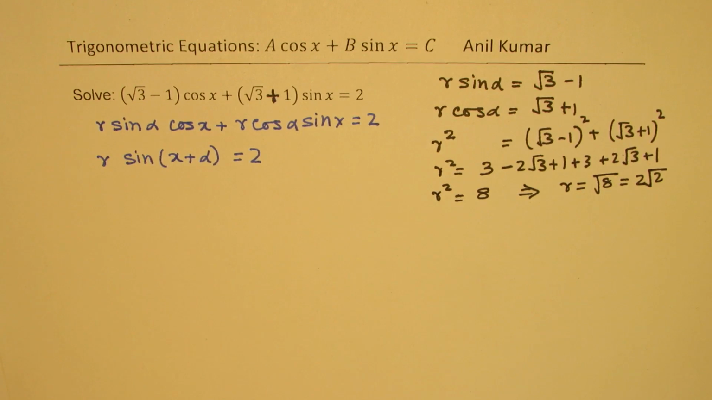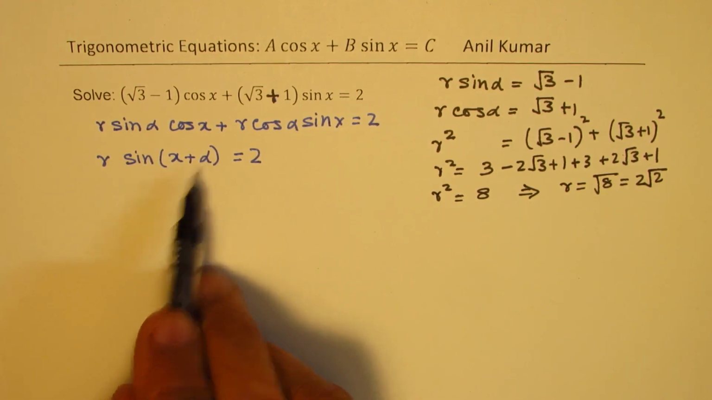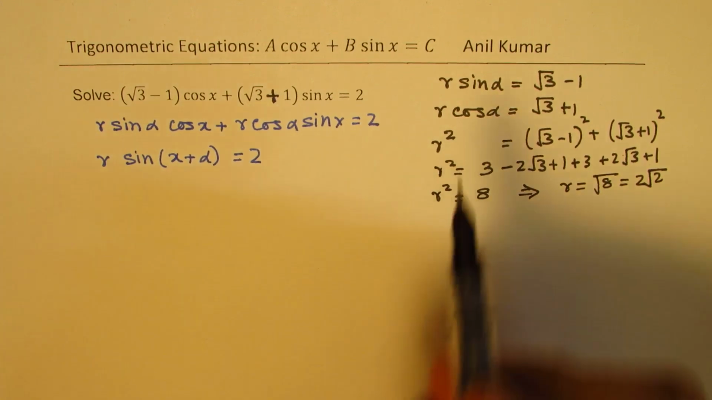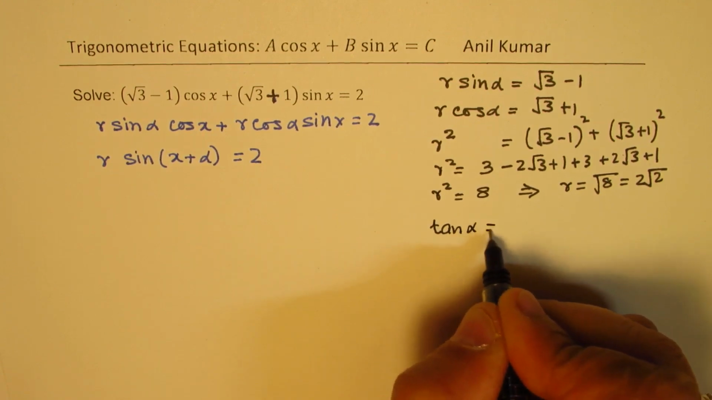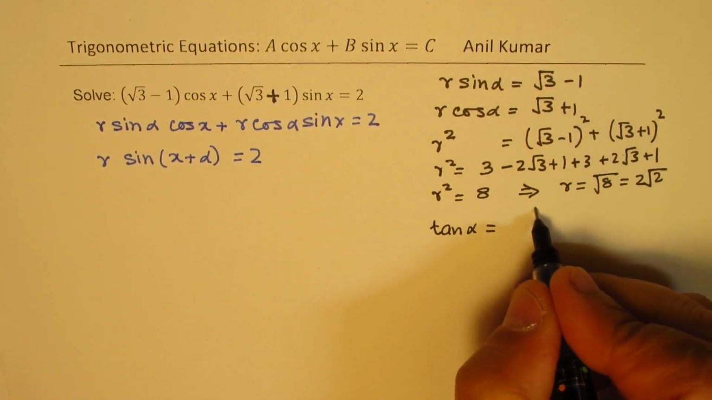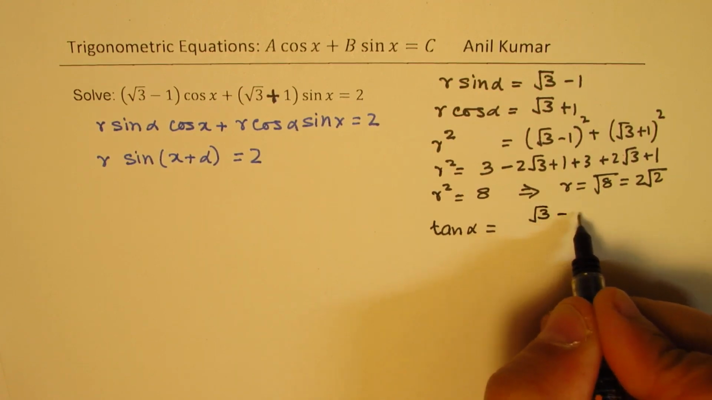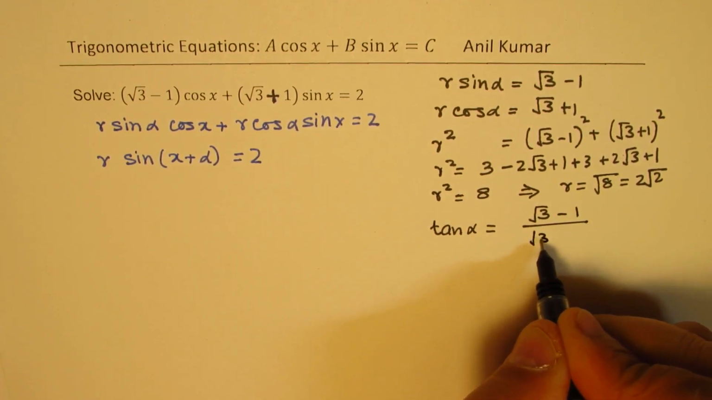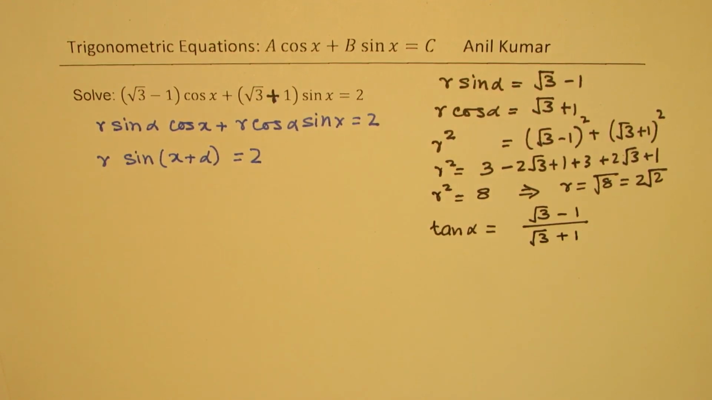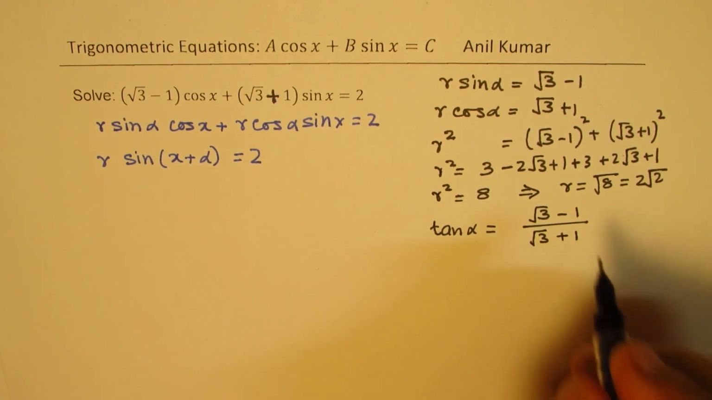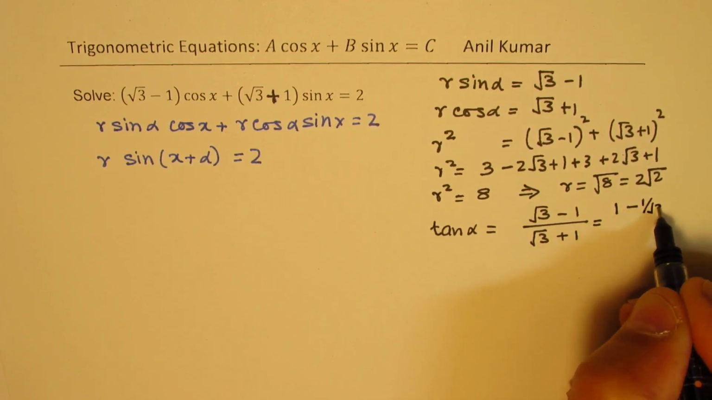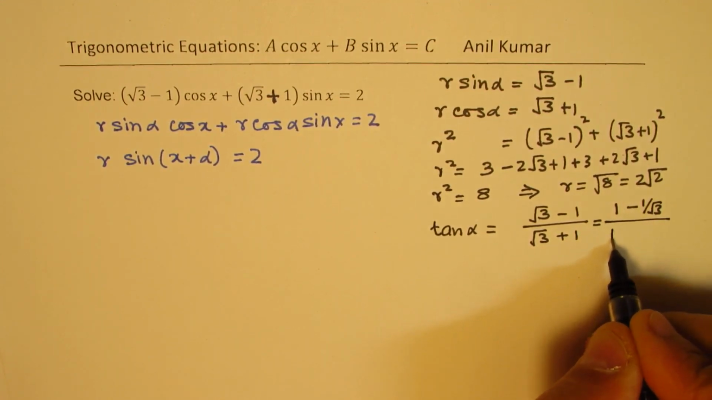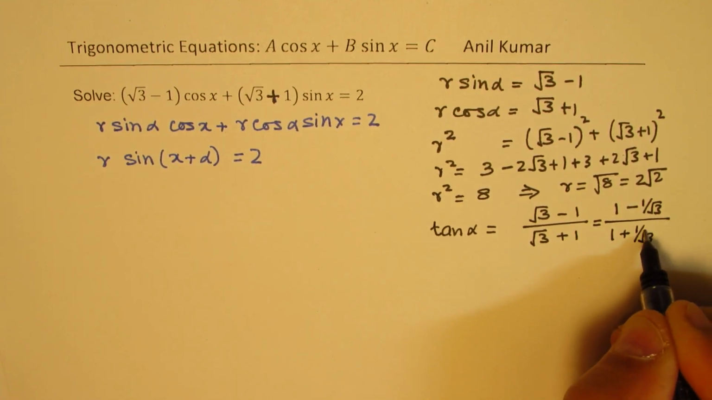Now we need to find what the angle alpha is going to be in this particular case. To find the angle alpha, we'll take the ratio. So we get tan alpha as equal to square root of 3 minus 1 over square root of 3 plus 1. Now what we could do is divide by square root of 3 to rewrite this as equal to 1 minus 1 over square root of 3 over 1 plus 1 over square root of 3.